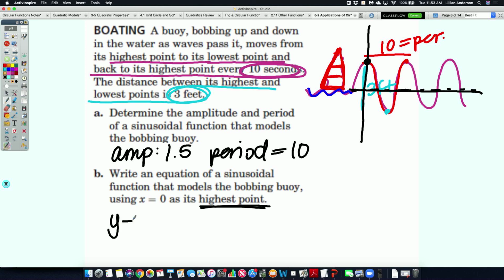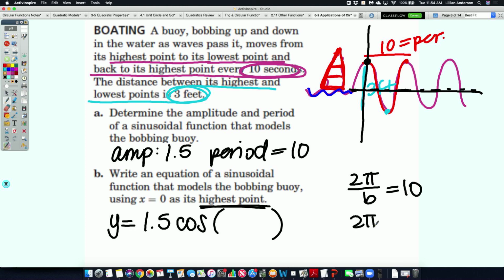So let's write my equation. I already know what A is. What's A? 1.5. This is the cosine function. Now the last thing I need is my B. How do I find it? I said 2 pi over b equals 10. So that becomes 2 pi equals 10b. So what is b? Pi over 5, and then don't forget your variable x. And boom. That's the equation.